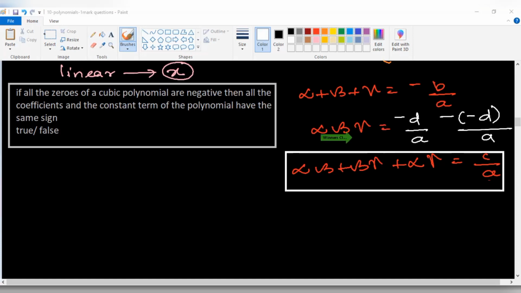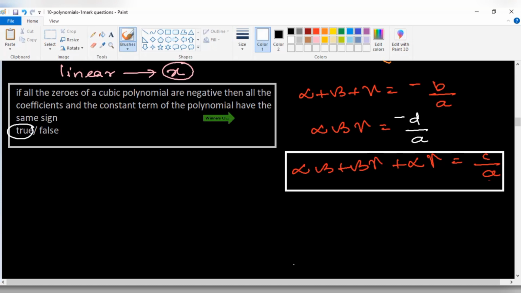That won't happen with three negative numbers, right? That means we can say the given statement is true. To follow these equations correctly, the given statement should be true. So if the three zeros of the cubic polynomial are negative, then all the coefficients and the constant term of the polynomial have the same sign. So this is true.